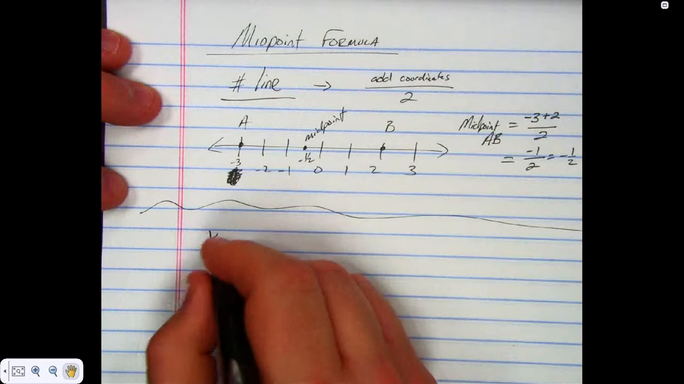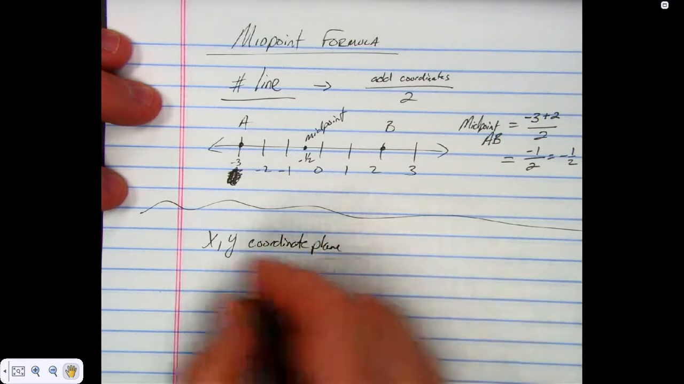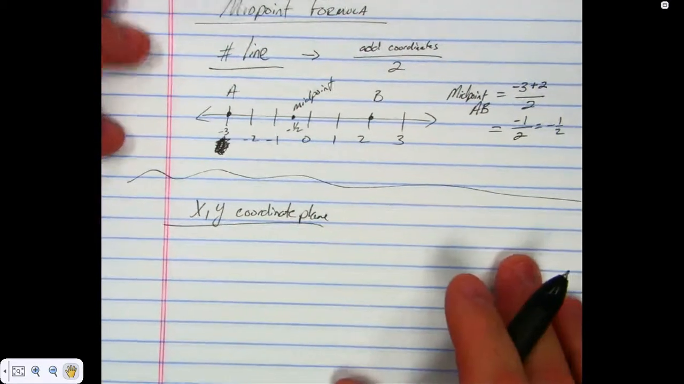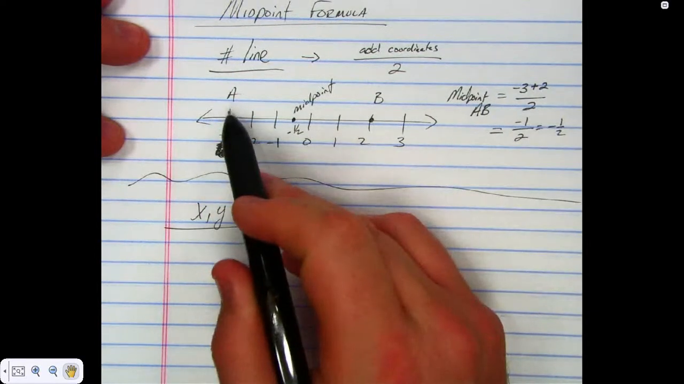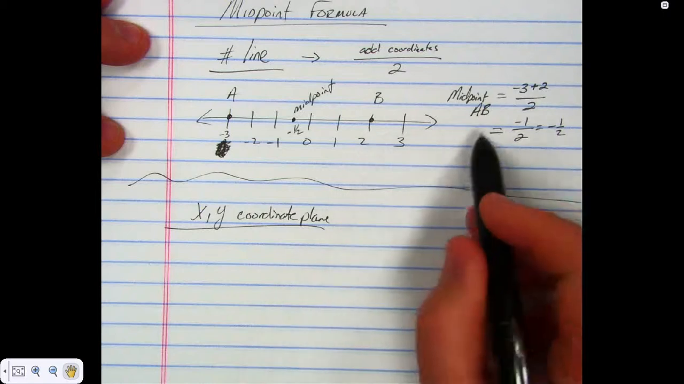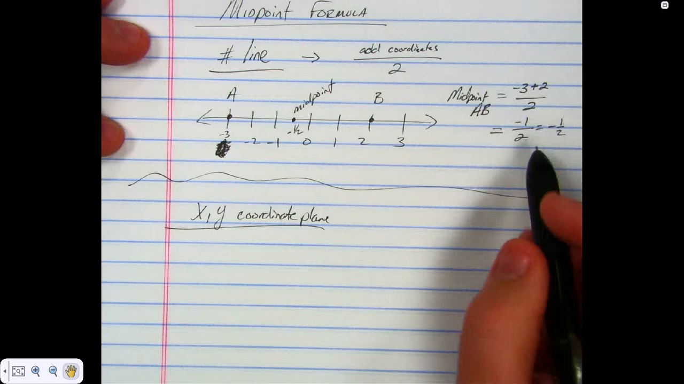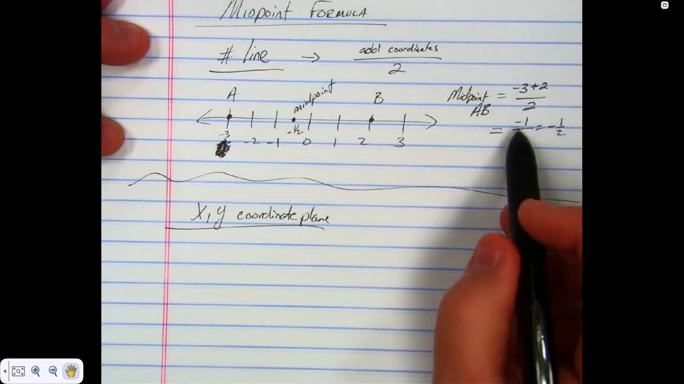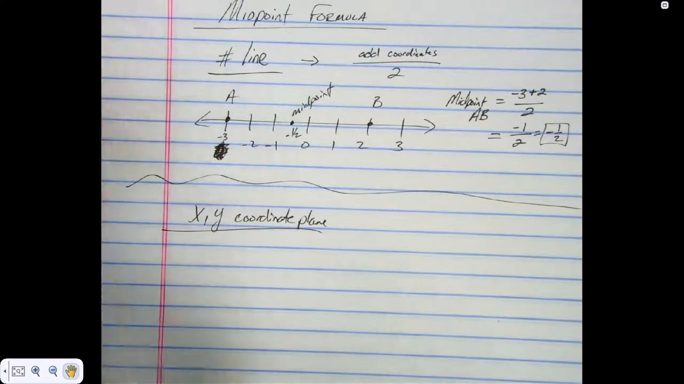Now, the XY coordinate plane is very, very similar. Mr. Stone, I don't get what you did for the midpoint of the number line. My coordinate for A was negative 3. I added my coordinates. My coordinate for B was 2, so I did negative 3 plus 2, and then I divided by 2. Negative 3 plus 2 is negative 1, right? So the coordinate of my midpoint is negative 1/2. That's exactly in the middle. That's what we're finding out, where the midpoint is.